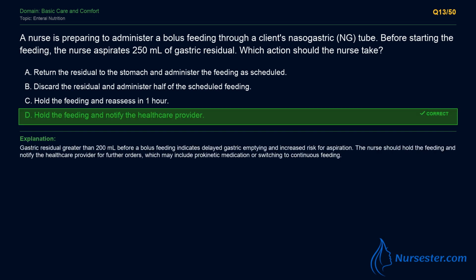The correct answer is D. Gastric residual greater than 200 milliliters before a bolus feeding indicates delayed gastric emptying and increased risk for aspiration. The nurse should hold the feeding and notify the healthcare provider for further orders, which may include prokinetic medication or switching to continuous feeding.